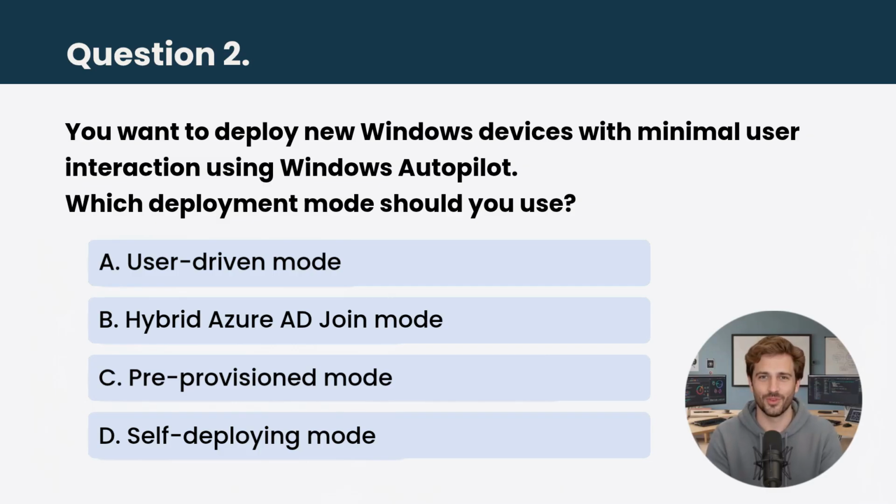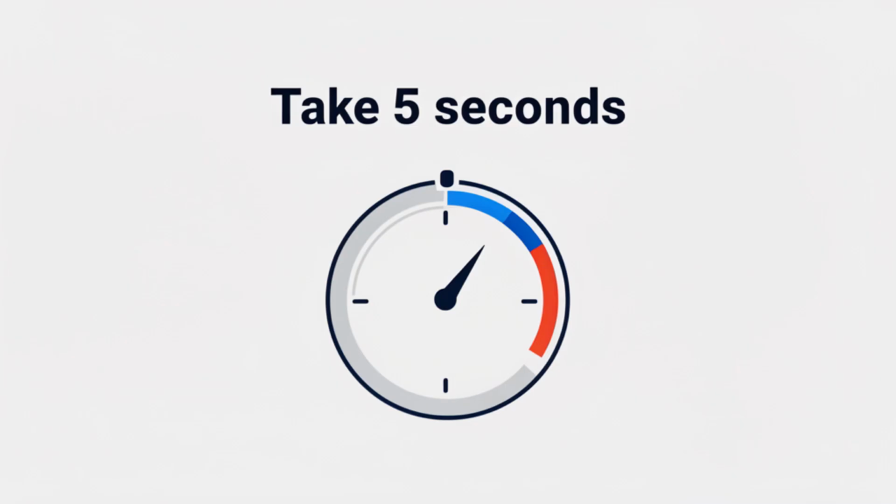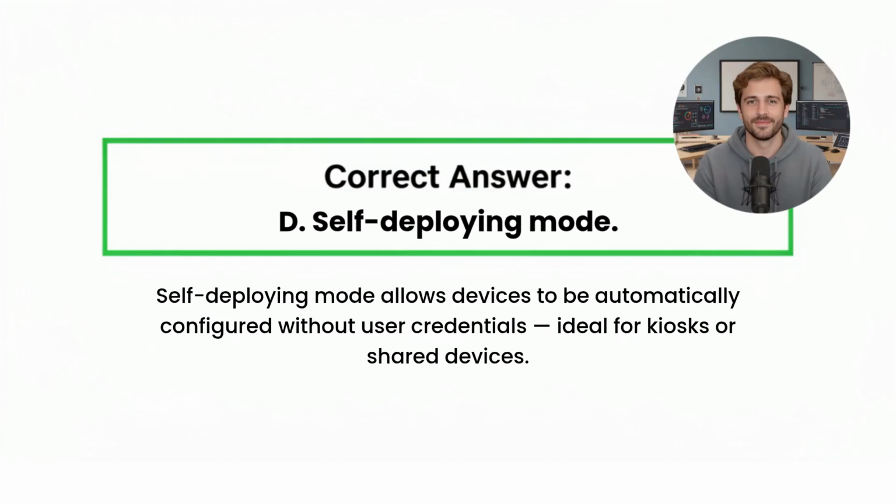Question 2. You want to deploy new Windows devices with minimal user interaction using Windows Autopilot. Which deployment mode should you use? A. User-driven mode. B. Hybrid Azure AD join mode. C. Pre-provisioned mode. D. Self-deploying mode. Think carefully. This is where many candidates slip. The correct answer is D.